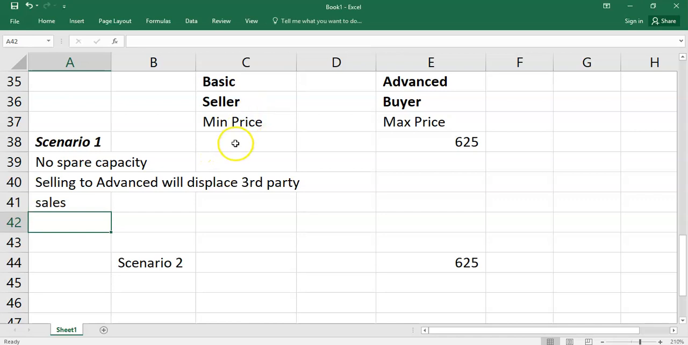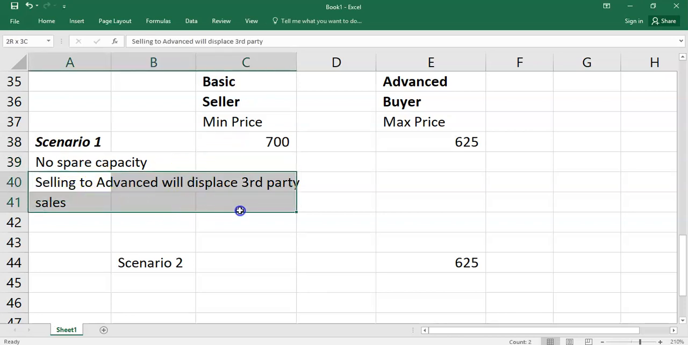So that means if Basic wants to be no worse off, the minimum price they will want is 700, because that is what they can sell to third parties. So to be no worse off, Basic will want to be compensated for what they will lose out on. They will lose out on sales to third parties. So the minimum price they will want is 700.